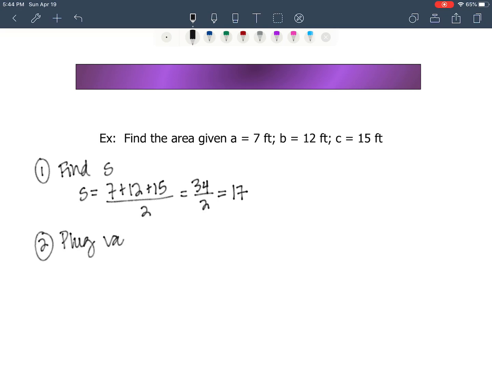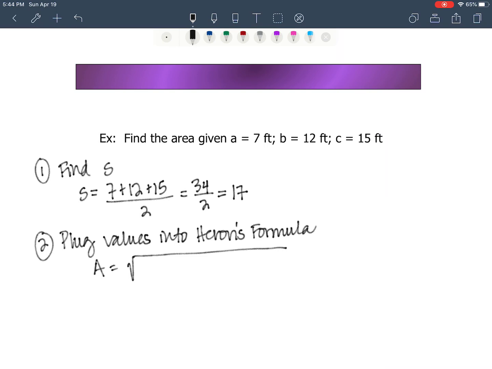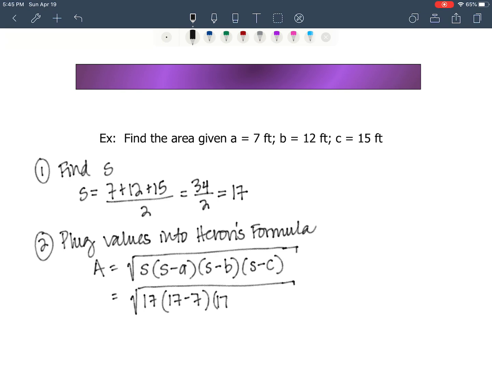Plug the values into Heron's formula. So Heron's formula says A equals the square root of S times S minus A times S minus B times S minus C. Now, sometimes I just put this right into my calculator. I store 17 as S, or I put 17 in and I don't even do the computations. However, without a calculator, of course, because you know me, 17 minus 7, 17 minus 12, 17 minus 15.